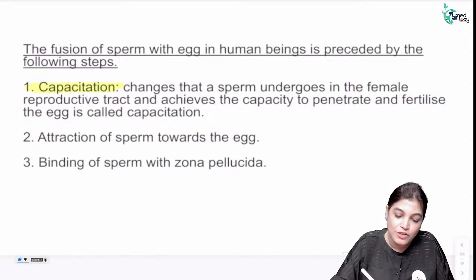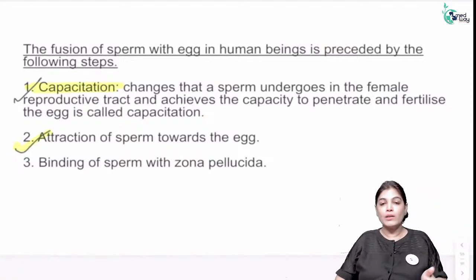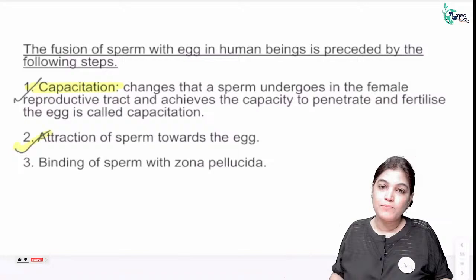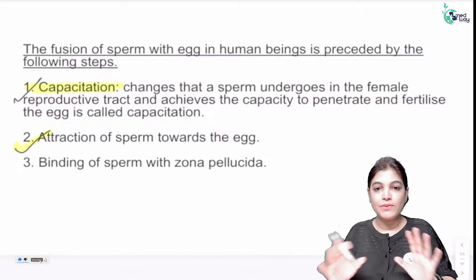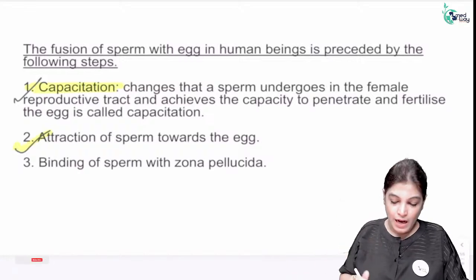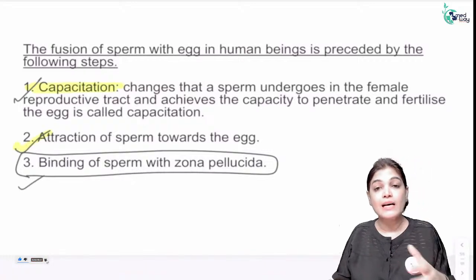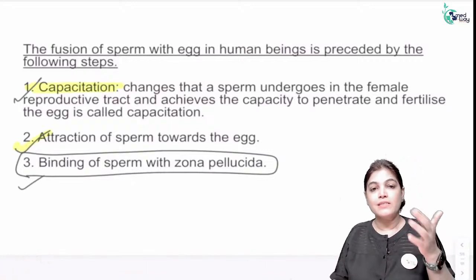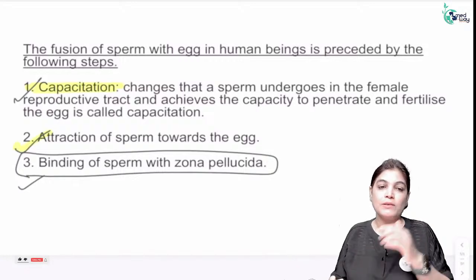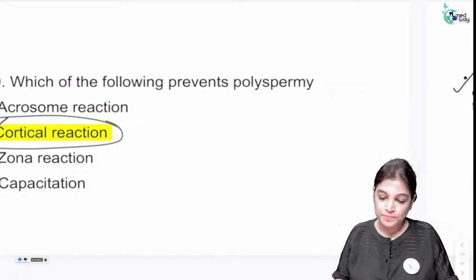Now, attraction of the sperm to the egg. I just want to tell everybody, I'm just explaining briefly. We have already done all these in the sessions and classes in much more detail. So I'm just giving a quick recapitulation of the question being asked. Attraction of the sperm towards the egg and then binding of the sperm with the zona pellucida happens. So these are the prerequisite steps so that polyspermy doesn't happen. But the most important step and the correct answer will be cortical reaction.